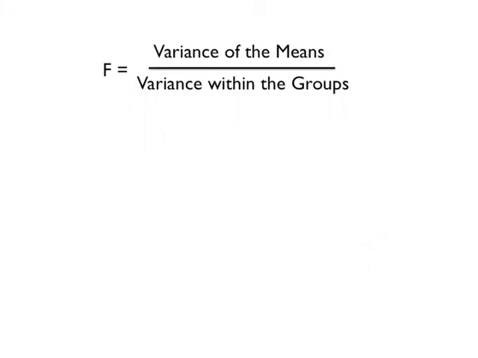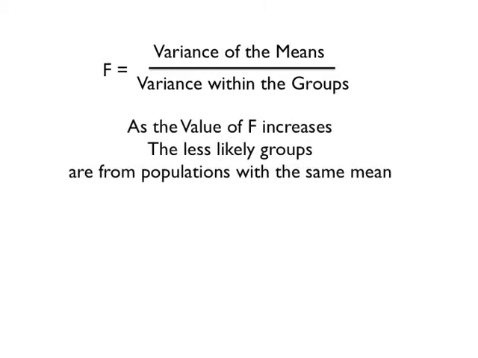Our statistic F represents a ratio of the variance of the means over a number representing the variance within the individual groups. The further apart the means are, and the narrower the groups are, the easier it is to distinguish between the groups and the larger the value of F.